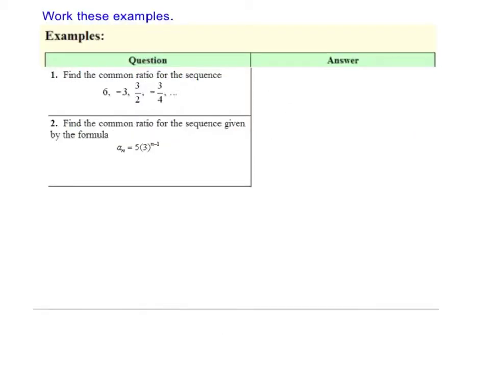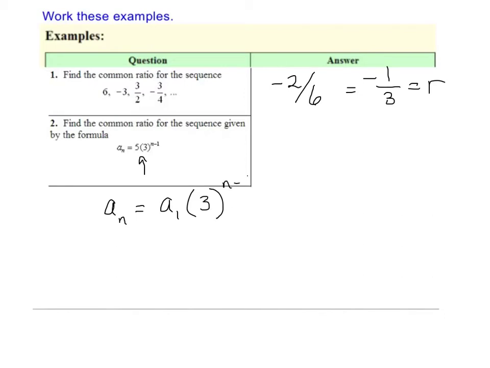Find the common ratio for the sequence. I'm probably going to pick the second term and divide it by the first term, and that's going to get me negative 1/3, and that will be the common ratio. Find the common ratio for the sequence given this formula. All right, well remember this is a sub n equals a sub 1 r to the n minus 1. I know what that is, that's 5. So the r then is going to be 3, or in other words, it's going to triple.